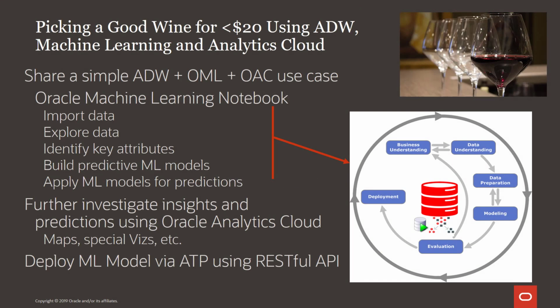And the example that we're going to use today is picking a good wine for as cheap as we can get it. Basically, I say under $20, but it's really whatever you can get away with, as cheap a wine as you can get away with, using the Autonomous Data Warehouse, the Autonomous Transactional Database, machine learning, and the Analytics Cloud. So we've all been there.